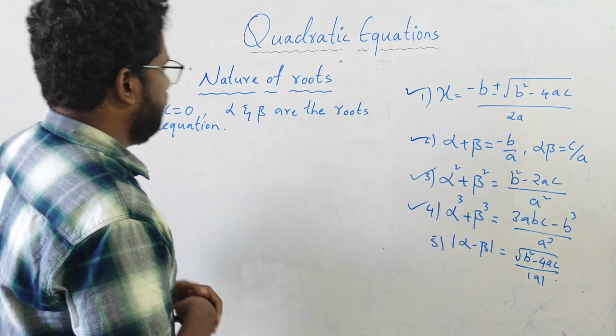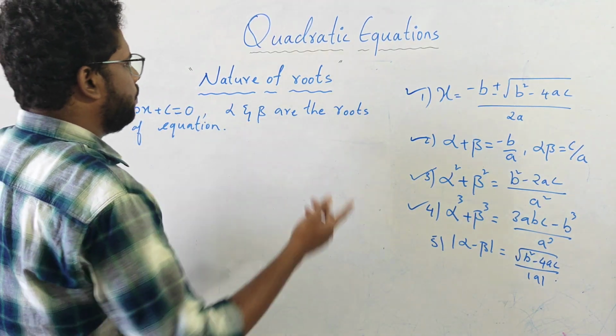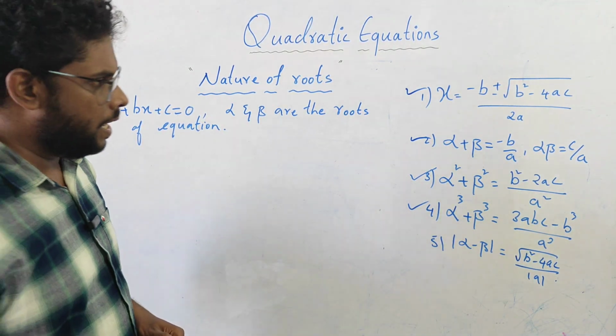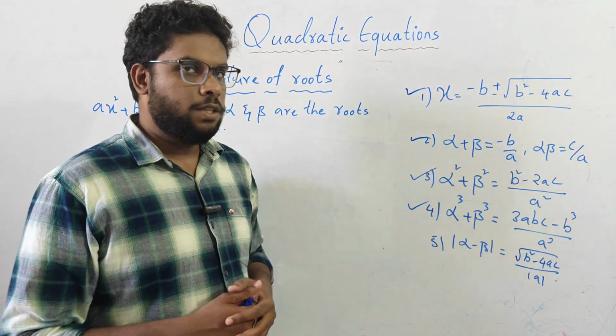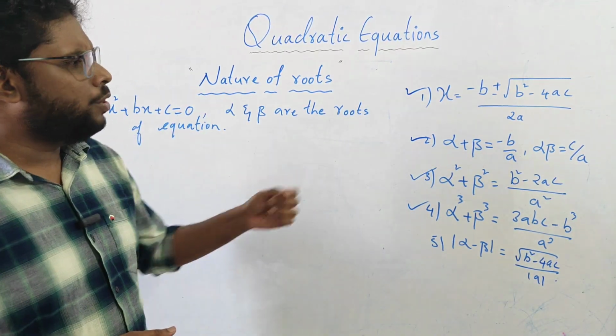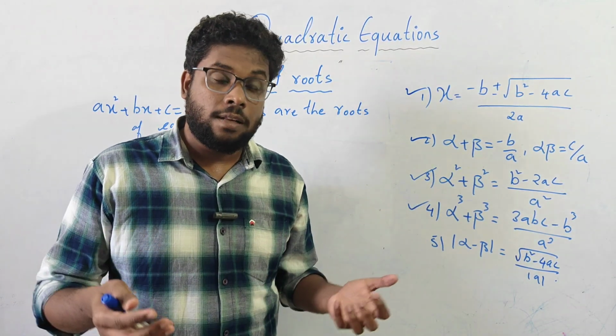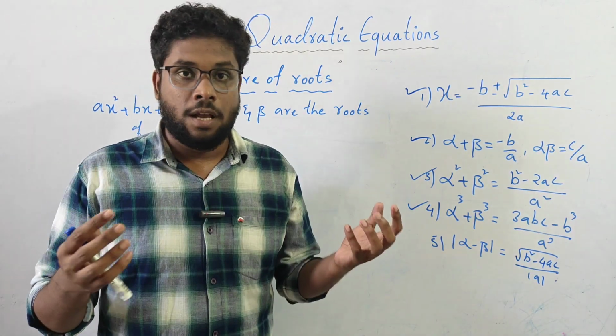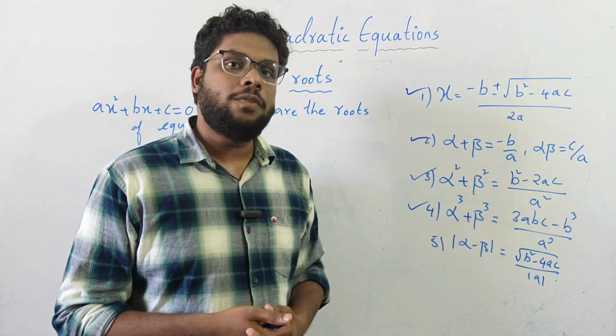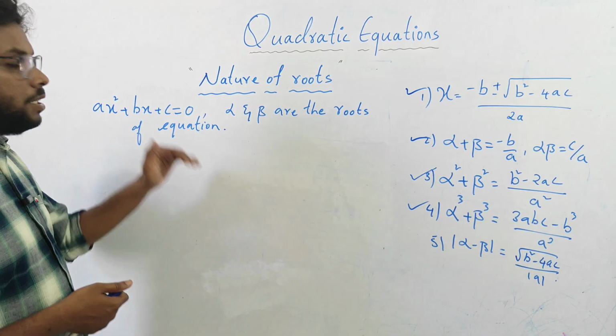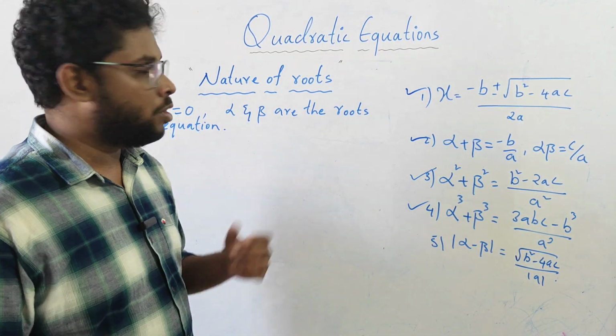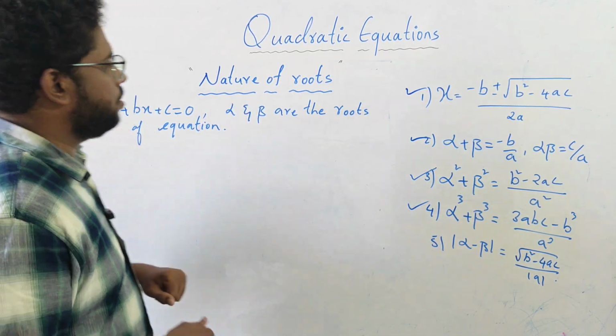Now in this topic we are discussing the nature of the roots. Nature of the roots means, see here, we already know alpha and beta are the roots. Nature means how the roots are: whether the roots are real, whether they are imaginary, whether they are equal. How can we say? We are going to see this in this video with JEE problems. We will solve some JEE problems on this topic, nature of the roots.